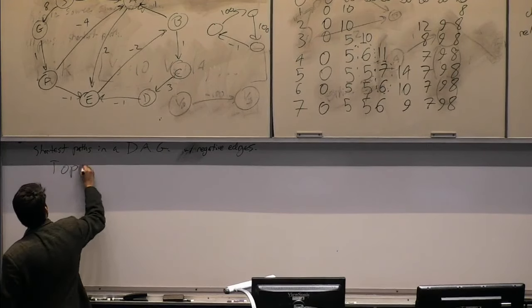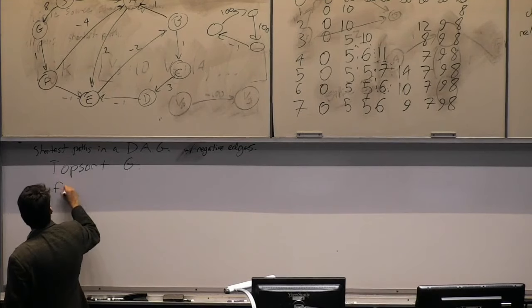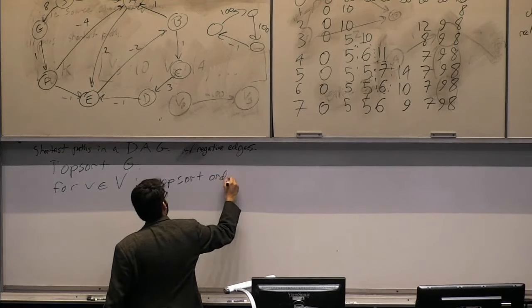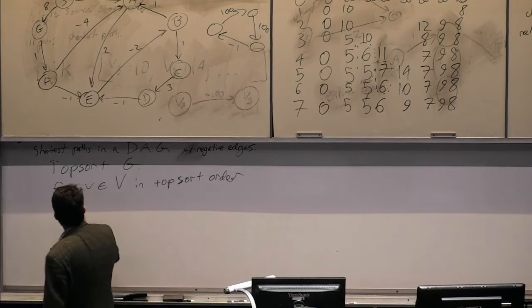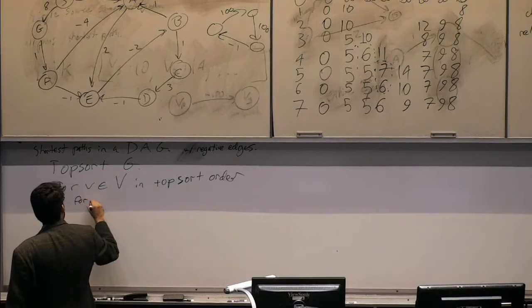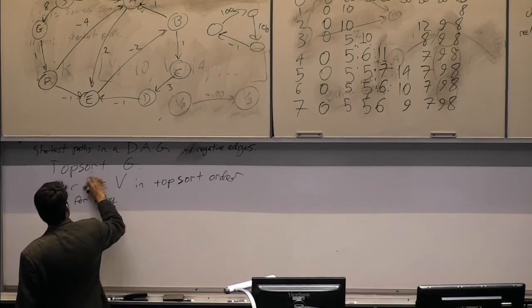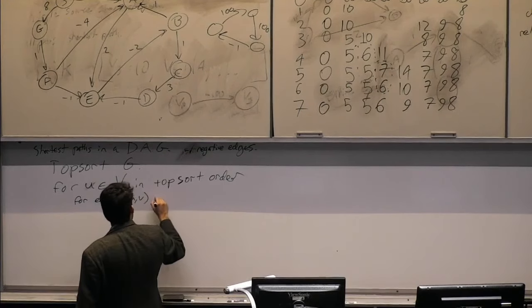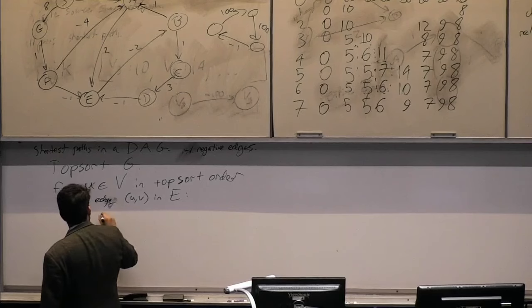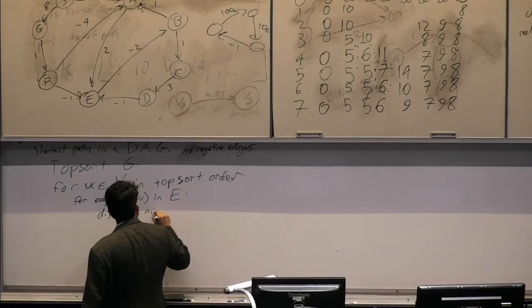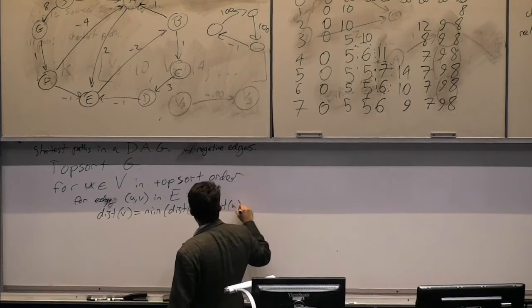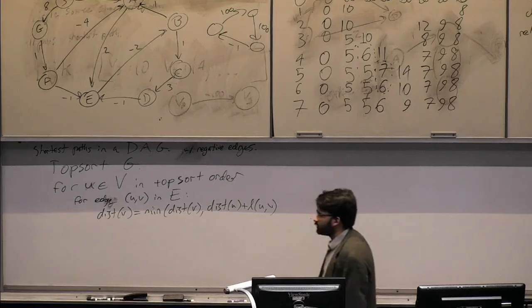Top sort G. For each vertex V in top sort order, for each edge (U, V) in E, dist of V takes on the min of dist V, comma, dist U plus l(U,V). That's it. You simply update the edges if you do that.